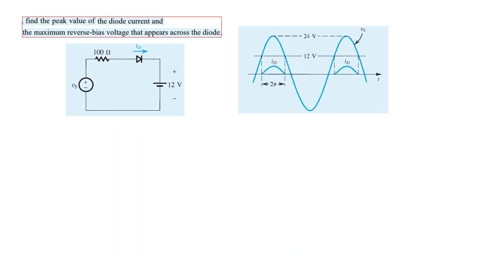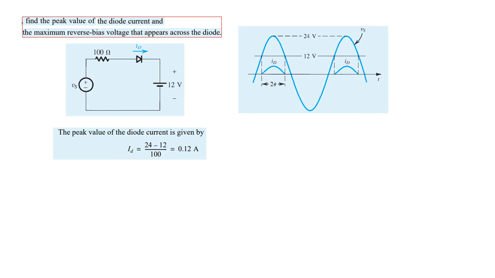Okay, and now we come to the other two parameters that we have to find. We have to find the diode current and we have to find the maximum reverse voltage. Now the diode current is, obviously you can see that this is the region, this voltage is causing the diode current to conduct. So that means it is 24 minus 12. So the voltage is 24 minus 12 and the resistance is 100 ohm. So ID is 0.2 ampere.